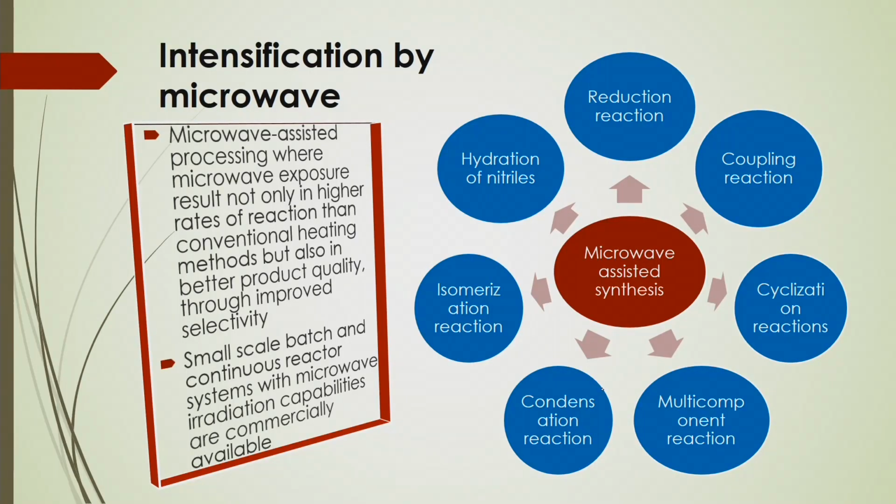Another important mechanism is called microwave, used for the intensification of the process in chemical engineering processes. Microwaves sometimes assist the process, where microwave exposure results not only in higher rates of reaction than conventional heating methods, but also in better product quality through improved selectivity.